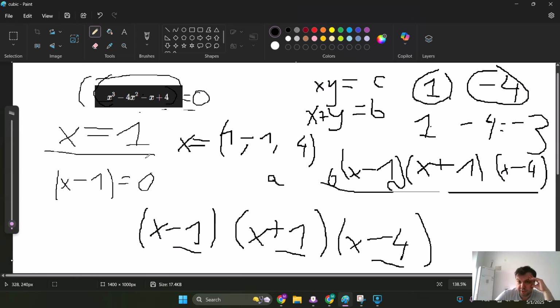So you can see that's how we solve it using the rational root theorem. This is the solution of this equation. It's not that difficult, but you need to remember all the steps and do it correctly.